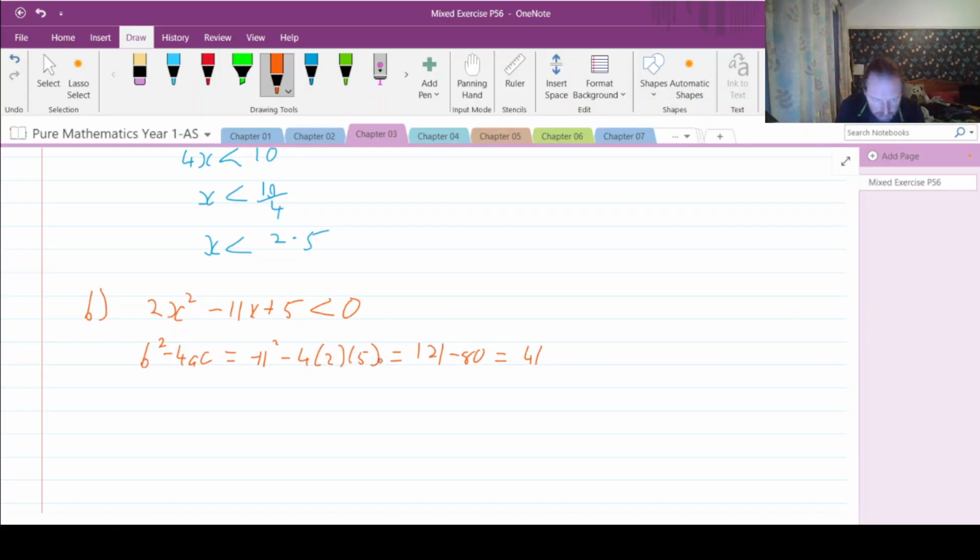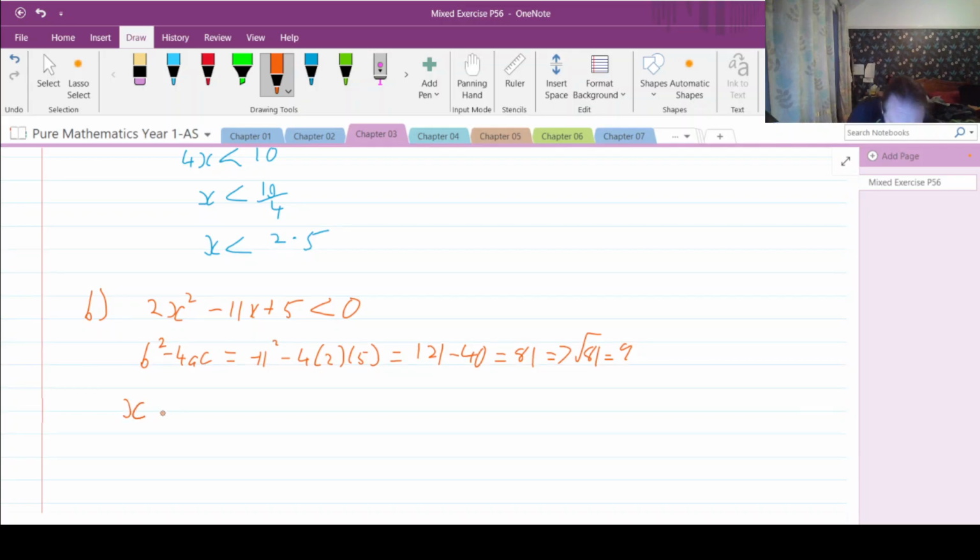Is that correct? Minus 11 squared is 121. 4ac, 4 times 5 times 2. Oh, it's 40. 4 times 5 is 20, times 2 is 40. Right, that makes a big difference. I was thinking it wasn't nice. 121 minus 40 is 81, and so the square root of 81 is equal to 9. Okay, that makes it a bit better.